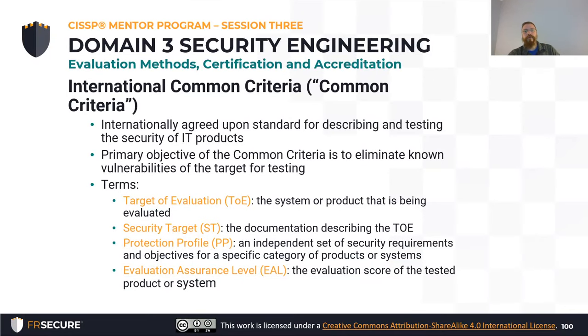All right, international common criteria, going through this again. If you see these four phrases in orange, you need to memorize those, right? So what is our target of evaluation? Well, it's what's being evaluated, right? So I'm going to test this system using the security target, the documentation. Here's what it is. Our protection profile: what are our requirements for protecting that target of evaluation? And then out of that, we get an evaluation assurance level. So I'm going to define what my target, my system or product that I'm evaluating, is. Grab the documentation describing it. What are we testing it against? What are the requirements we're testing against? And then how to do it.